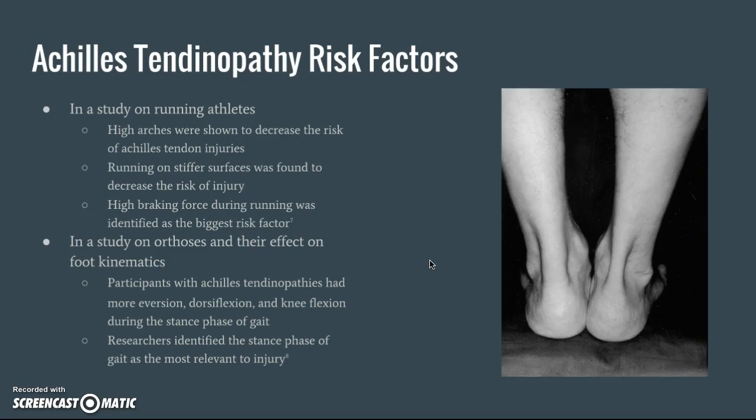And then in a study with foot orthoses and how they affected foot kinematics, the big thing that they noticed was that people who have Achilles tendinopathy tend to have more eversion, dorsiflexion, and knee flexion during stance phase, and that's typically when you're going to see the most injuries during gait for Achilles tendinopathies.